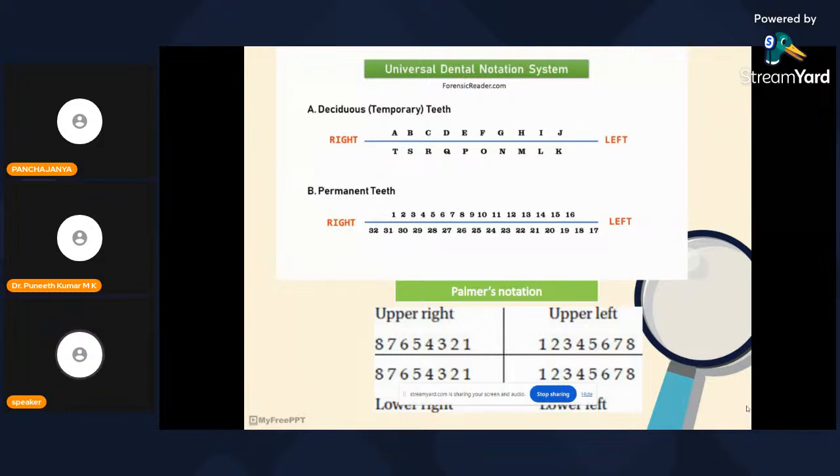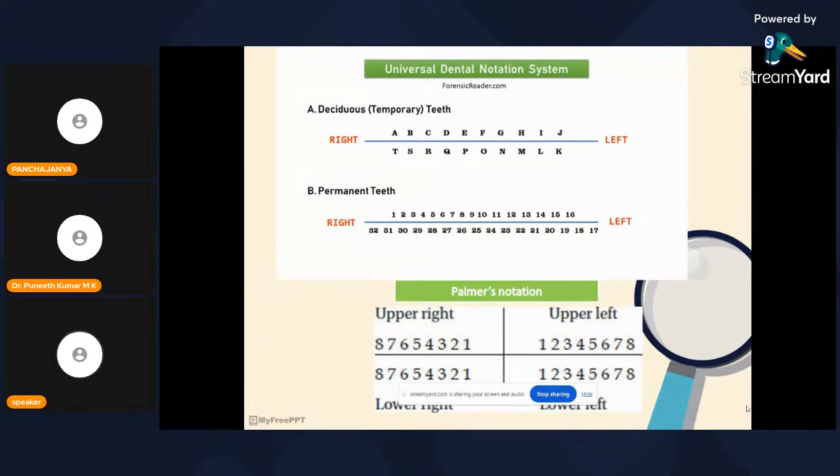And in the permanent teeth, numbers are used, from the right upper jaw to the left upper jaw, that is 1 to 16. Again, from the left lower jaw to the right lower jaw, that is 17 to 32. This completes the set of permanent teeth present. Based on this numbering of alphabets or numbers, there will be a calculation which gives specific ideas of which tooth and what the problem is, deformities of the teeth, or any evidence like the presence of any chemicals or poisons.